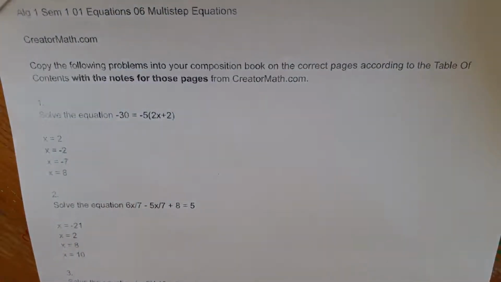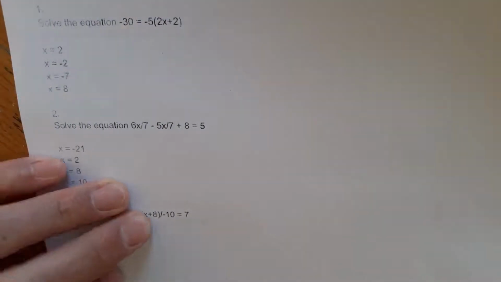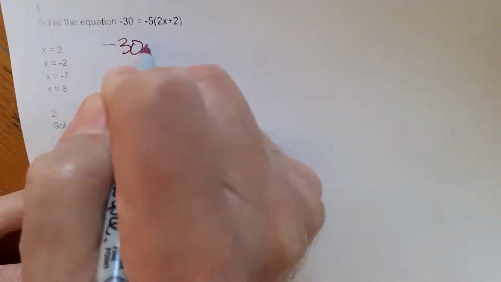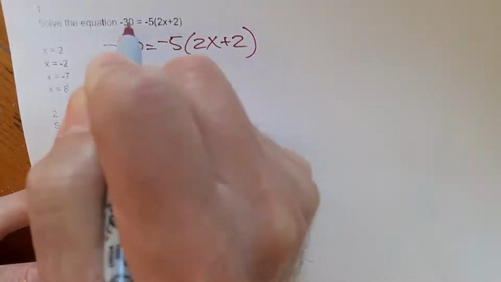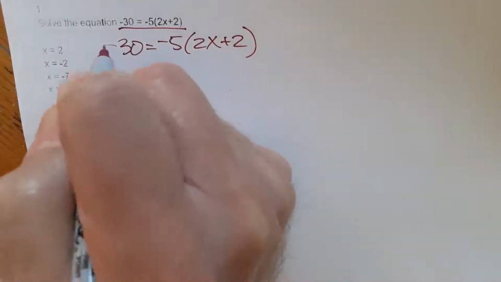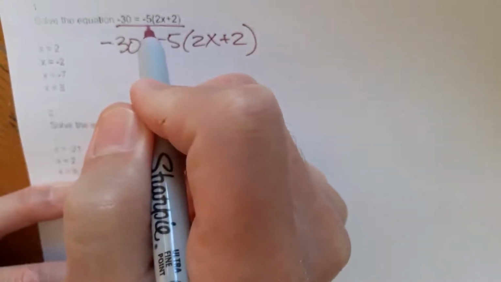So with that, and those notes in your comp book, these problem sets go in your comp book too. And let's go ahead and demonstrate how to solve them. So this is an equation, negative 30 equals negative 5 times (2x plus 2). Right? That's what they're giving us right here. It's a little bit easier for me to rewrite it before I start because it's kind of hard to see sometimes.